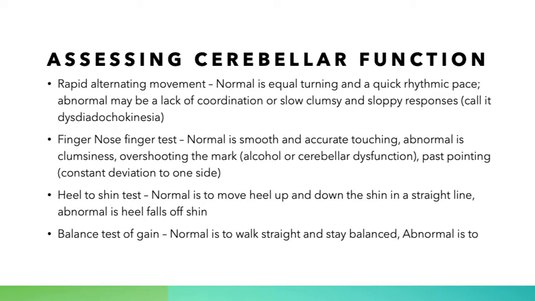So let's move on and talk about more tests that are part of the comprehensive neurological assessment. Assessing cerebellar function is easy by asking the patient to do some different types of tests. One of these is the rapid alternating movement test.